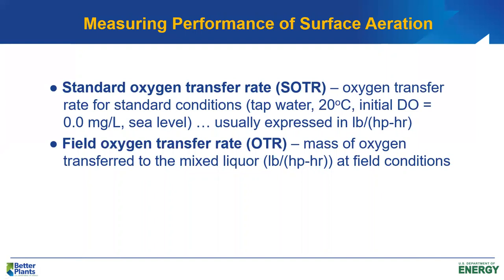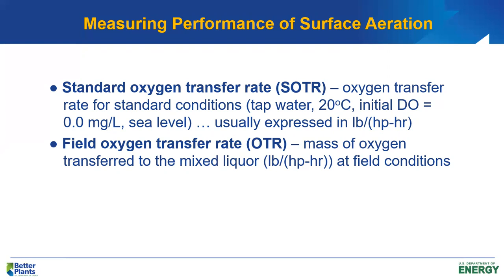So how do we measure performance of surface aerators? We use, for diffused air, oxygen transfer efficiency, but for surface aerators, we call it oxygen transfer rate. So aerator manufacturers will measure the standard oxygen transfer rate of their equipment and report that. That will generally be provided in their literature. And again, the standard oxygen transfer rate will be at tap water, 20 degrees C, initial DO of 0.0 milligrams per liter and 1 atmosphere of pressure. And that will be expressed in pounds per horsepower hour.